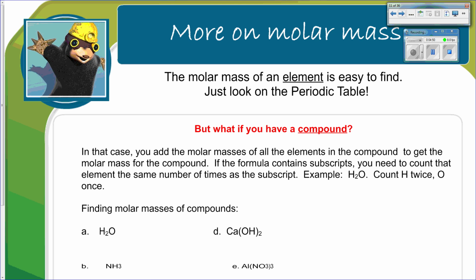So it's all well and good if we're finding the molar mass of an element. You just look on the periodic table and look it up. It's very easy, okay? But what if you have a compound? It's actually quite easy as well.